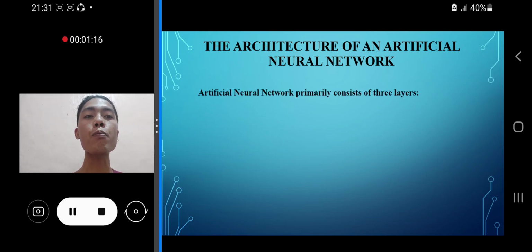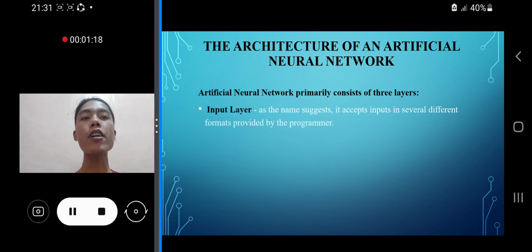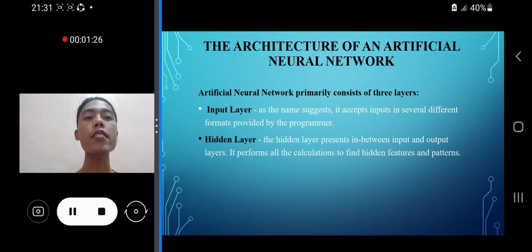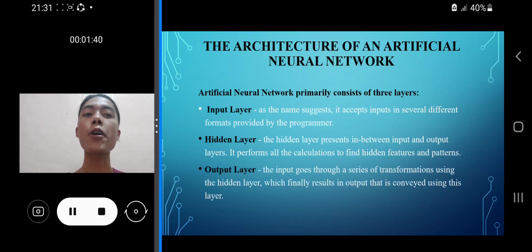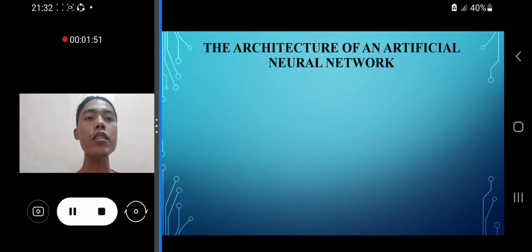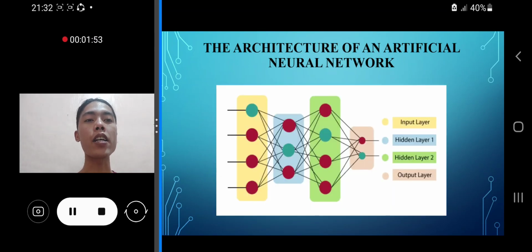The structure of an artificial neural network. Artificial neural network primarily consists of three layers. The first is the input layer. As the name suggests, it accepts input in several different formats provided by the programmer. Second is the hidden layer. The hidden layer is present in between input and output layers. It performs all the calculations to find hidden features and patterns. And the last one is the output layer. The input goes through a series of transformations using the hidden layer, which finally results in output that is conveyed using this layer.